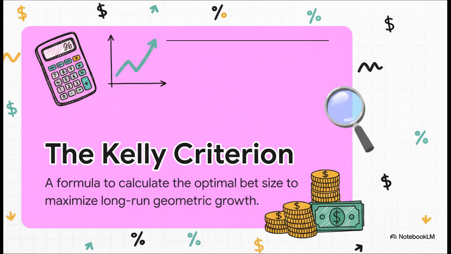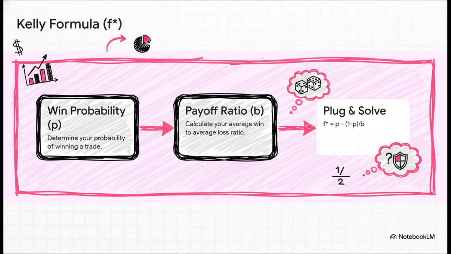I mean, it's pure optimization. And the formula itself looks deceptively simple. All you need are two numbers you should already have: P, which is just your win probability, and B, your average win-to-loss ratio. You plug those in, and out pops F star, the supposedly perfect fraction of your capital to bet. Seems almost too good to be true, right?